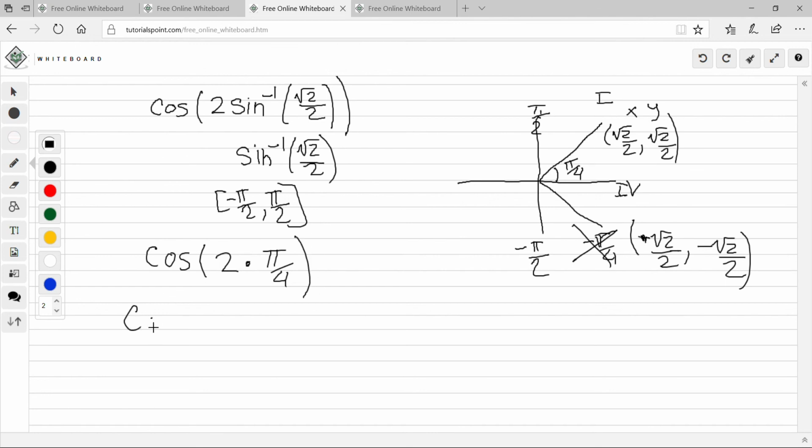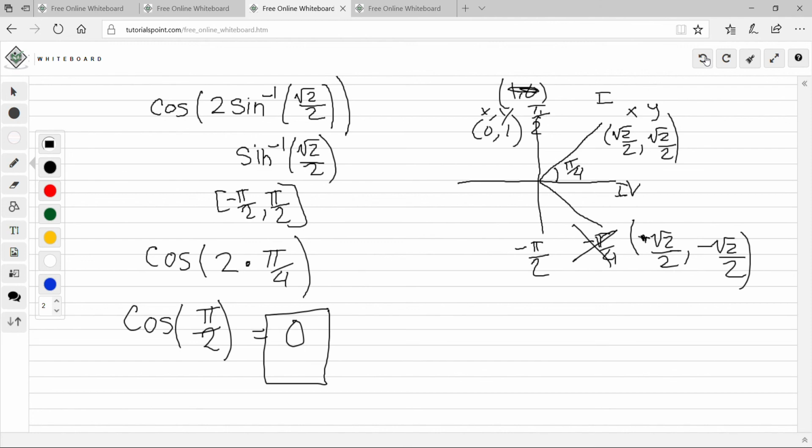That simplifies into cosine of pi halves, and we know that the cosine of pi halves has a coordinate of 1, 0. Sorry, it's not 1, 0, it's 0, 1. So here's your x and here's your y. So the cosine of that is just 0. So your final answer is just 0.